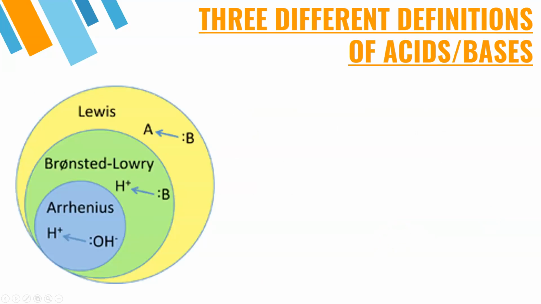I love this graphic. So this is kind of like that situation where all squares are rectangles, but not all rectangles are squares. Same thing here. All Arrhenius acids and bases are Bronsted-Lowry ones, but not all Bronsted-Lowry are Arrhenius. All Bronsted-Lowry are Lewis acid bases, but not all Lewis acid bases are Bronsted-Lowry.